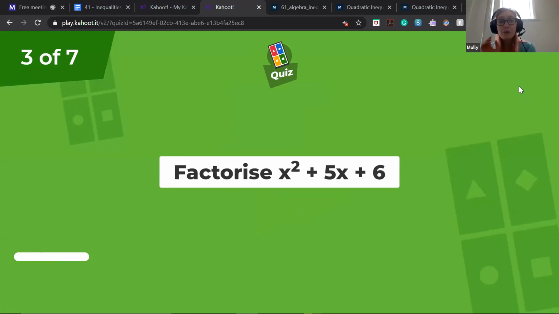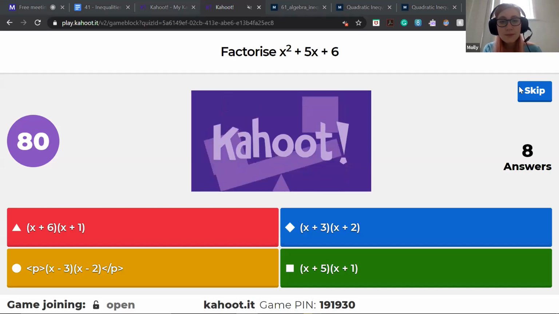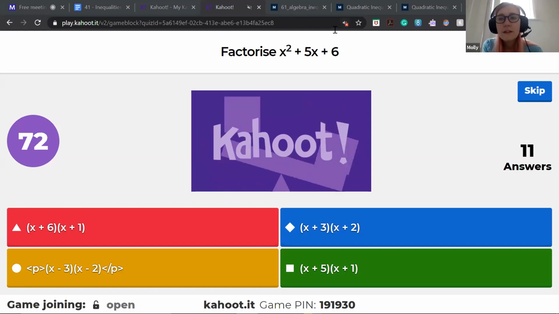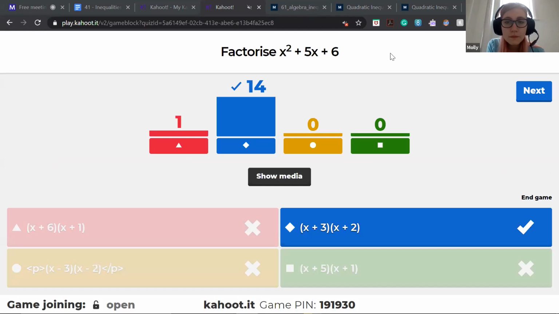Now the reason that we've got a factorizing question in here is because you need to factorize in order to answer the quadratic inequalities questions. See, factorize, it crops up everywhere. Okay, yeah, awesome, yes. Factorizing people can do, I love that, nice.